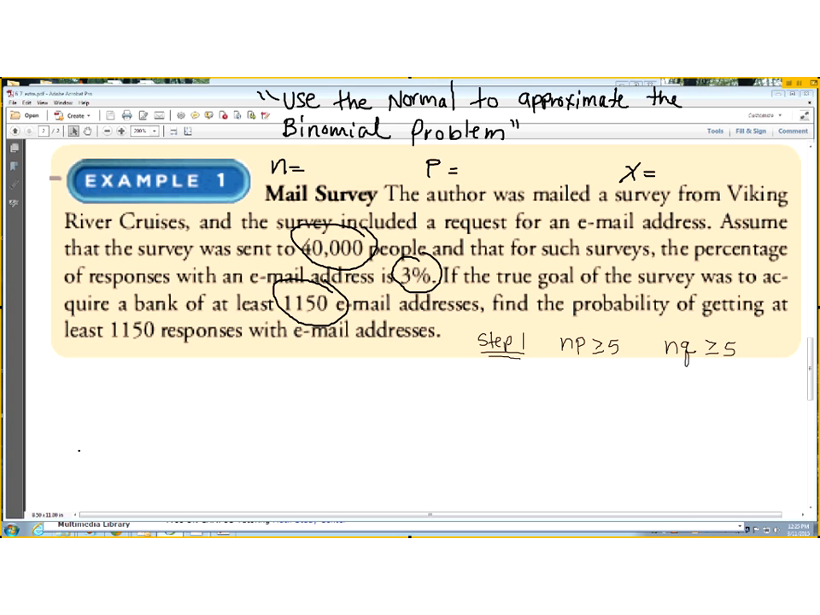N is always the larger, right? N is always the larger number and has to be the larger number. So out of 40,000, we are selecting at least 1,150. Okay, so then our probability is going to come from that 3%. So if there's a percent given to you, a fraction, that's going to determine your probability.